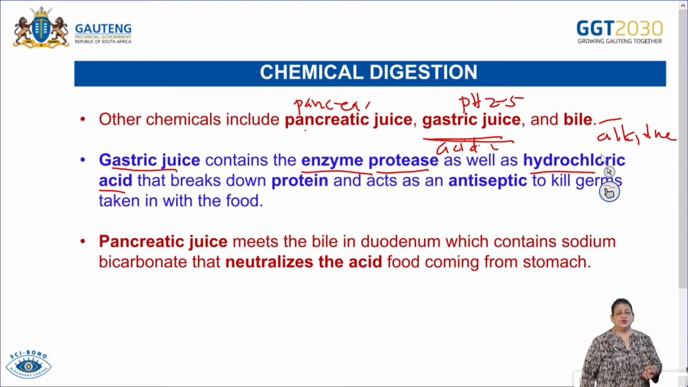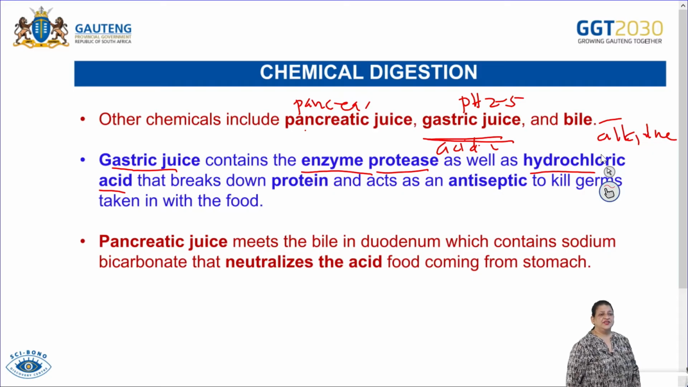The hydrochloric acid also acts as an antiseptic. Remember, Coke has a lot of acid in it, phosphoric acid. Try to put Coke onto anything. You see how it bubbles? It kills the germs as well. So hydrochloric acid acts as an antiseptic. Remember, even bile acts as an antiseptic. It kills the germs found in food.